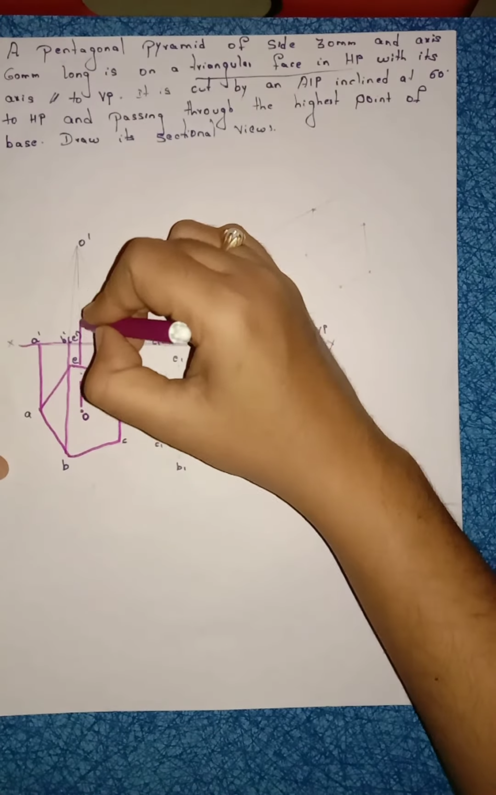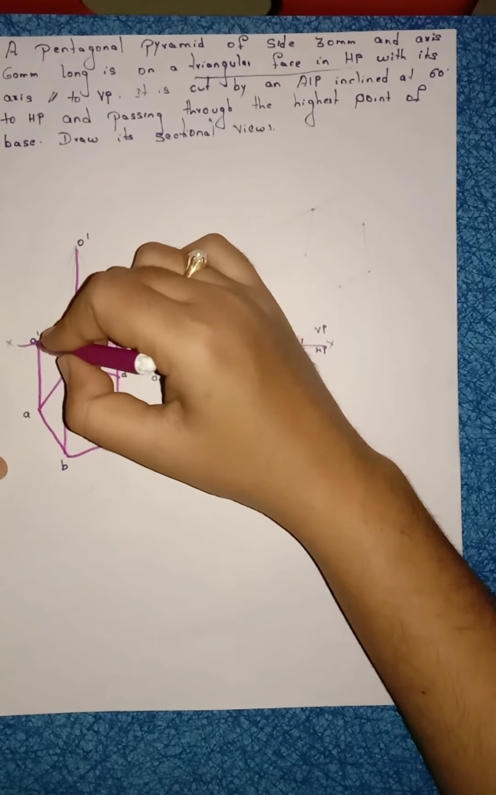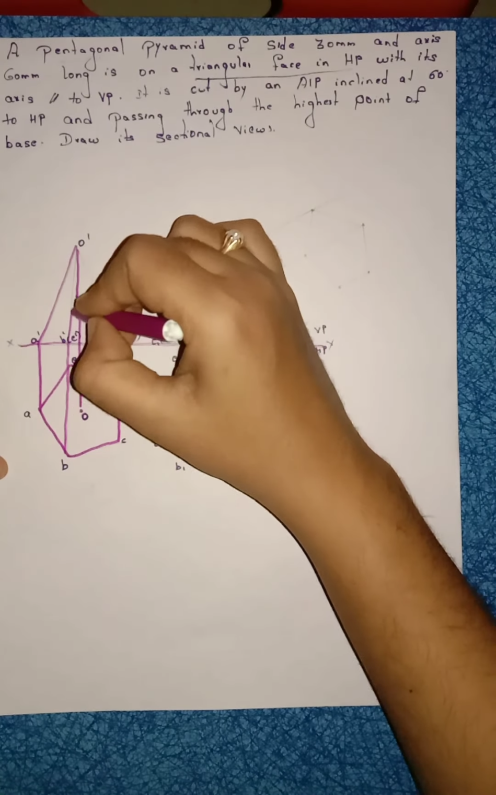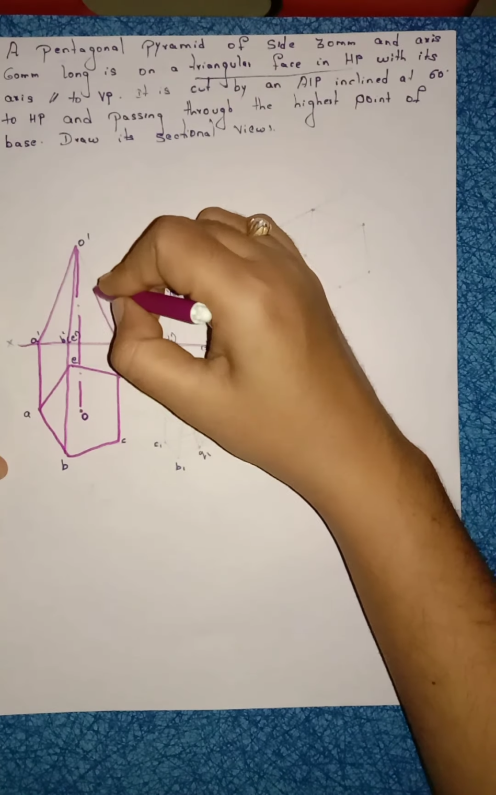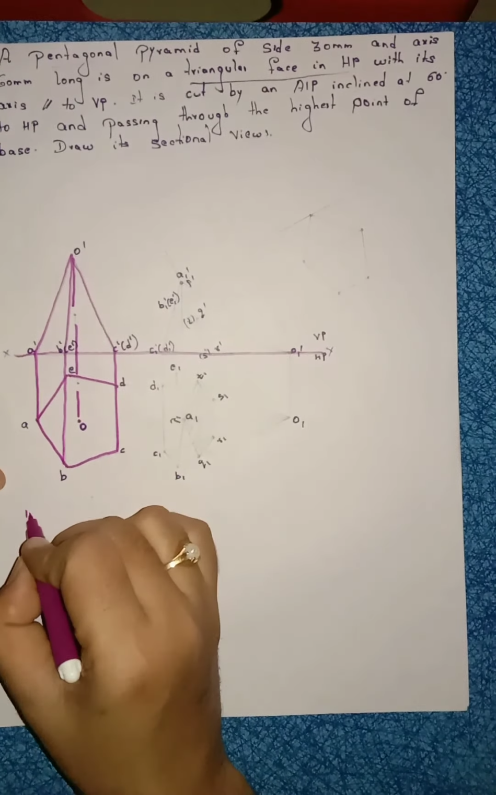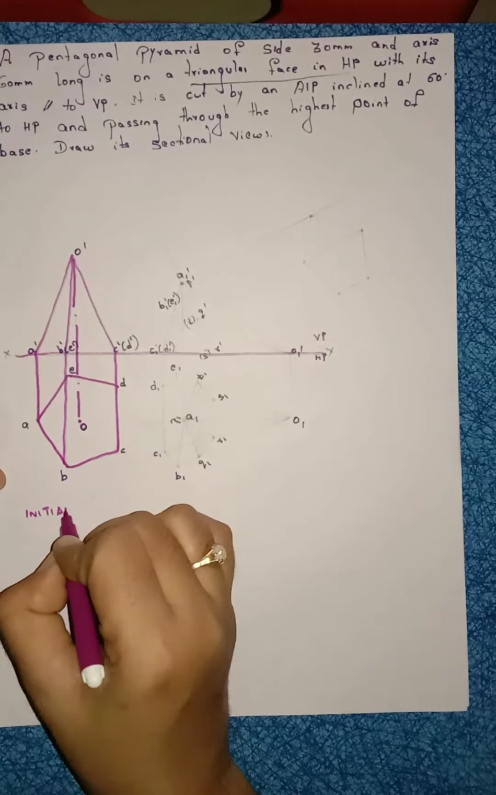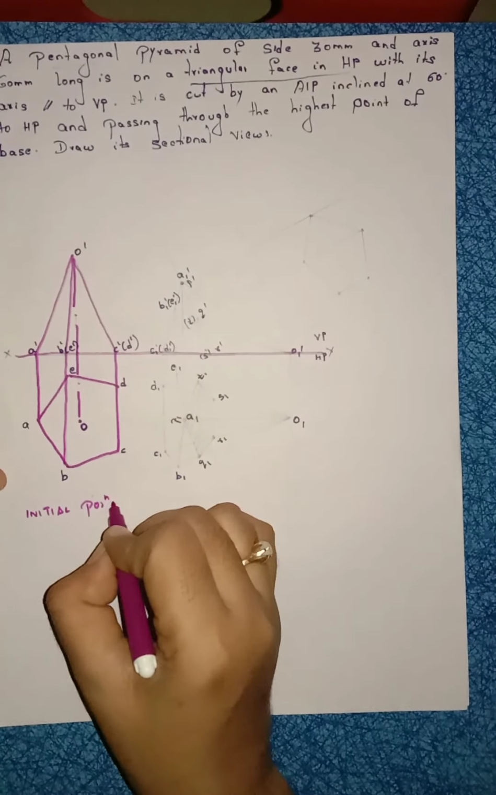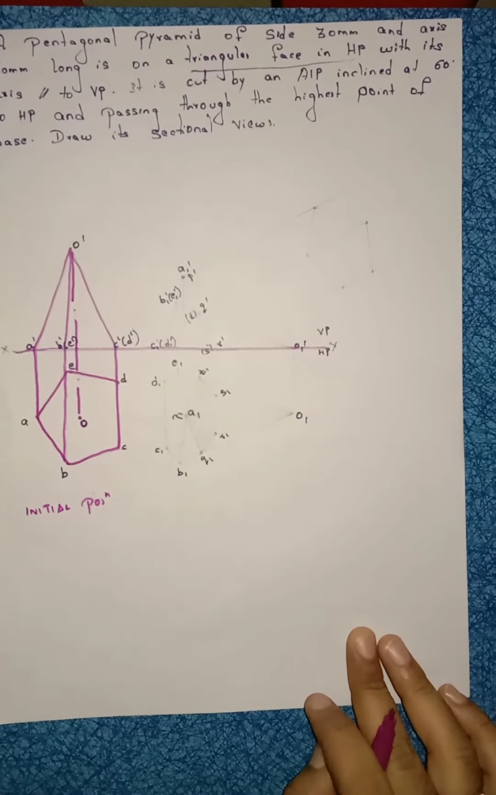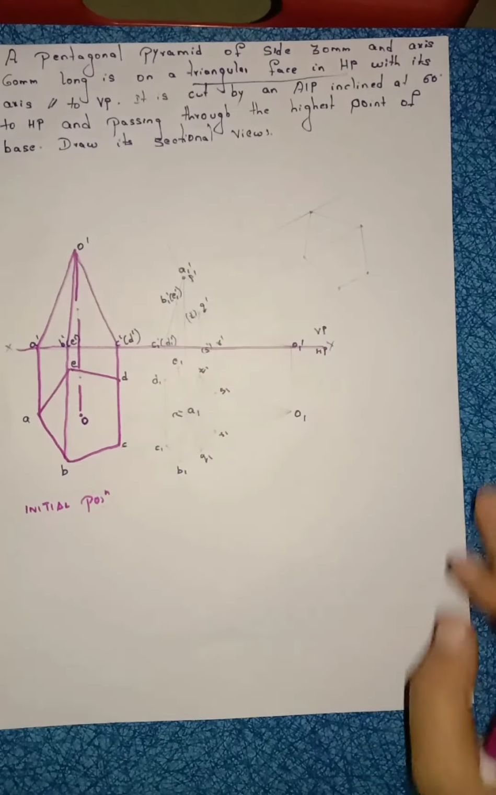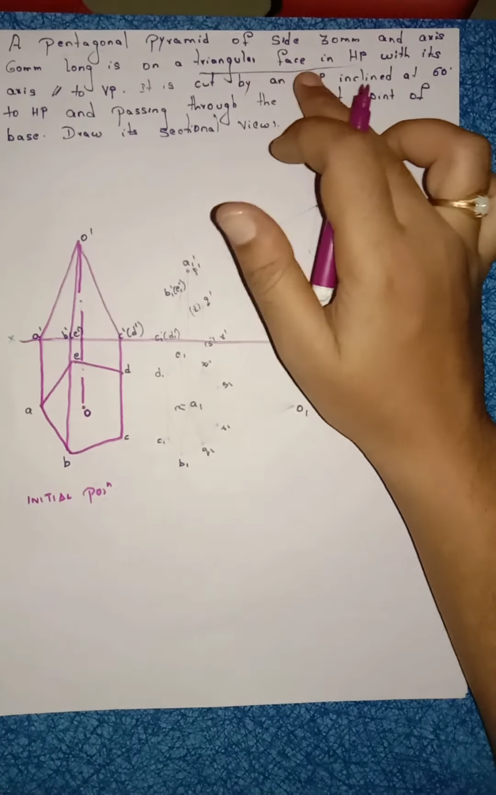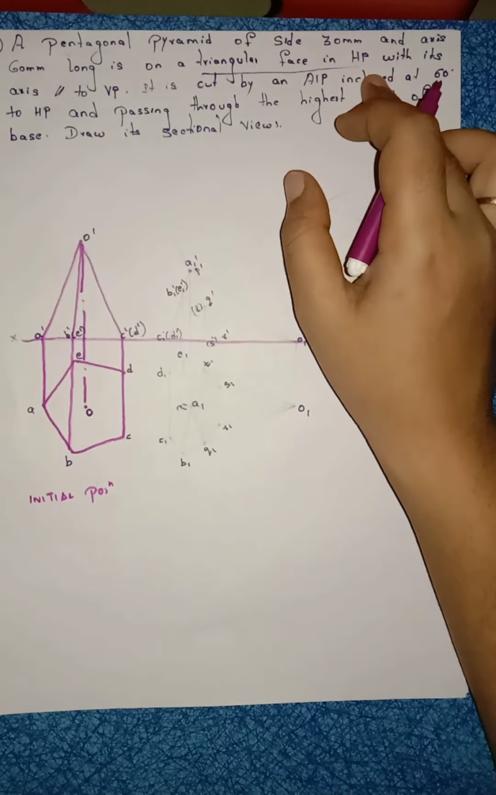Axis height is how much here? 60 mm. Right? Project A dash to O dash, O dash to B dash, O dash to C dash. Right? This is your initial position. If you see the second part of the question, what they mentioned, triangular face is on HP.